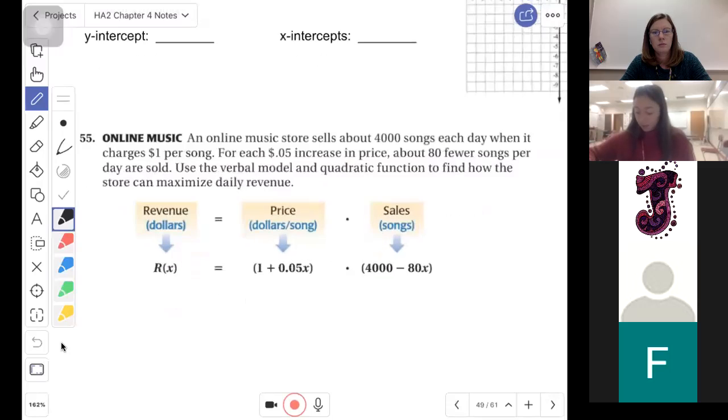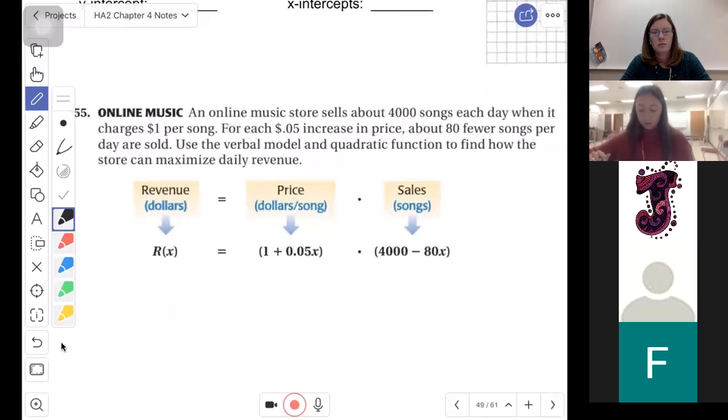To get this quadratic function, we're going to take those two binomials and FOIL. So I'm just going to rewrite it down below so it's closer for us.